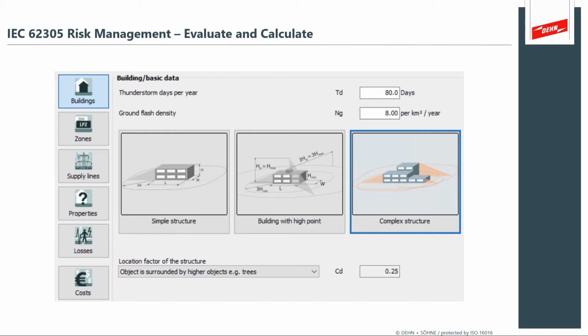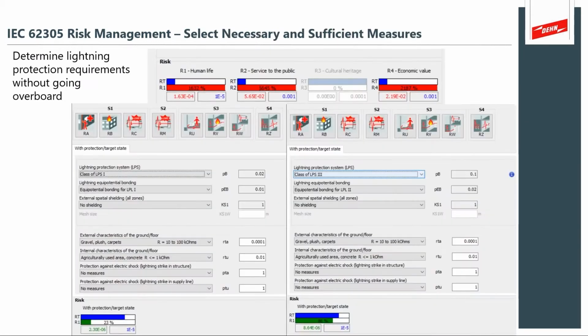What's it made of? What's the treatment on the soils? We take a look at the loss and then the cost of protection. And this all goes into the calculation to discover your risk. And that's what we show on this slide. You can calculate the risk to human life, to service to the public.